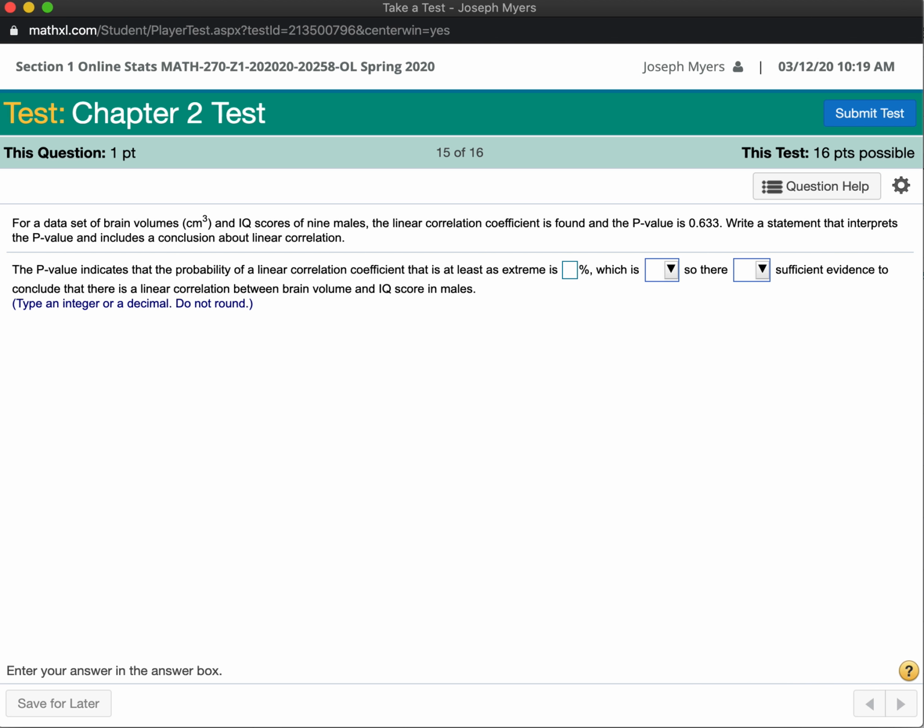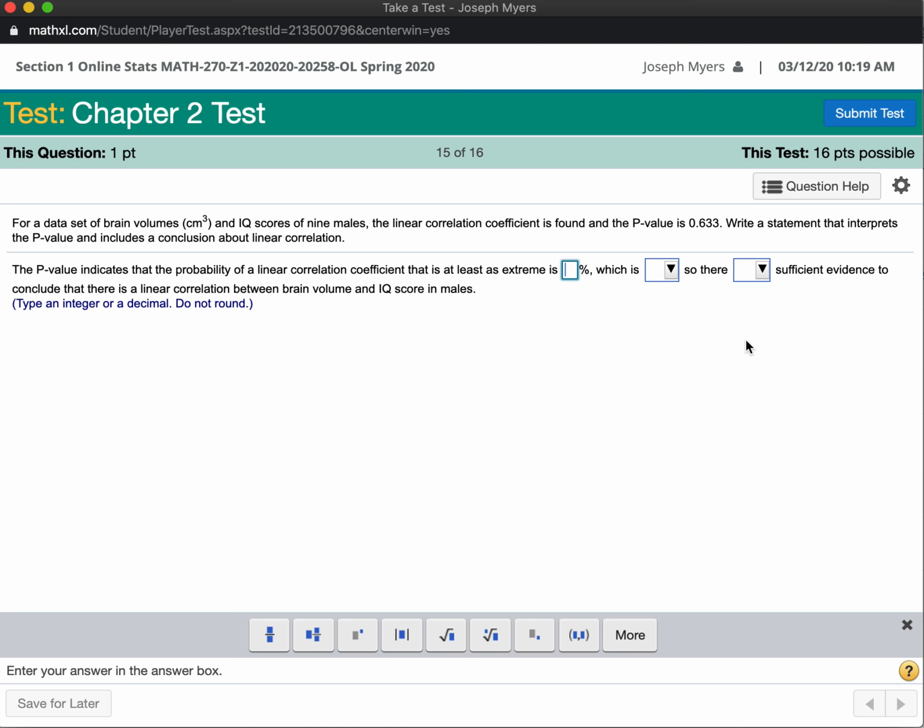Now let's try this one. A p-value indicates the probability of a linear correlation coefficient that is at least as extreme as the one that you got. And that p-value is 0.633, which converts to 63.3%, which is high. Normally, anything above 5% is considered a high p-value. So if there's a high p-value, there's not enough evidence. There is not sufficient evidence to conclude that there is a correlation.